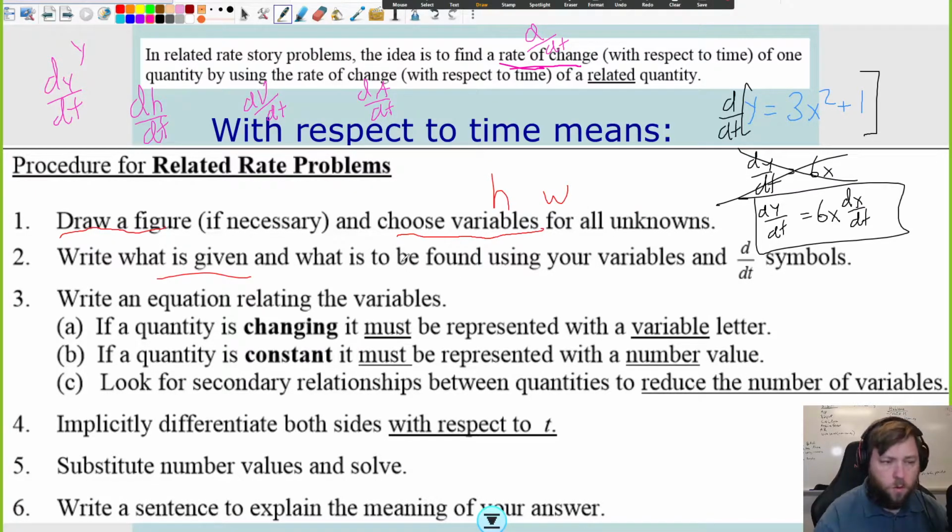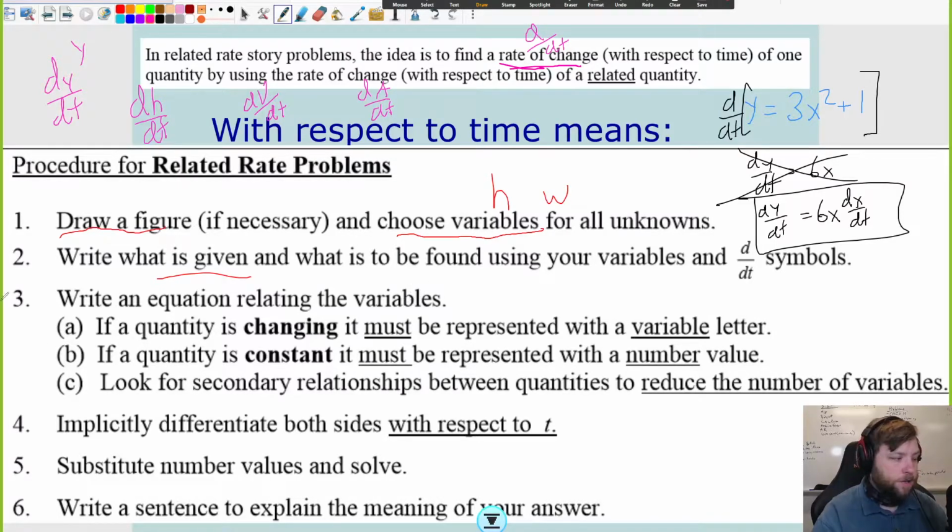So what is given to you? Sometimes rates are given to you. Sometimes equations are given to you. Sometimes it's just the actual variables that are given. Write out everything that's given to you.